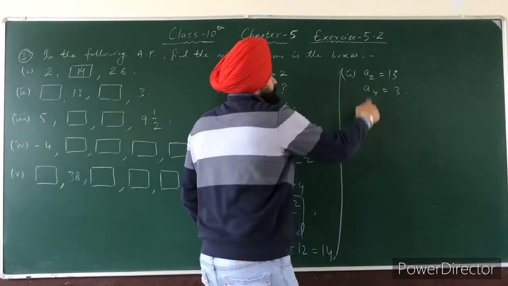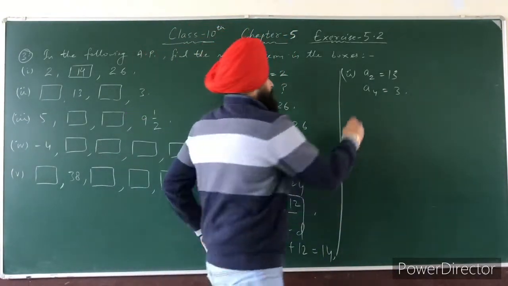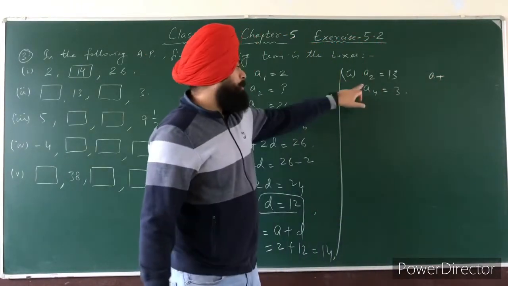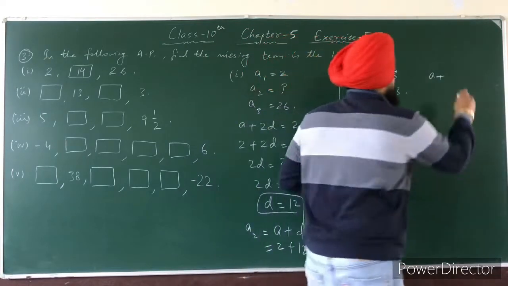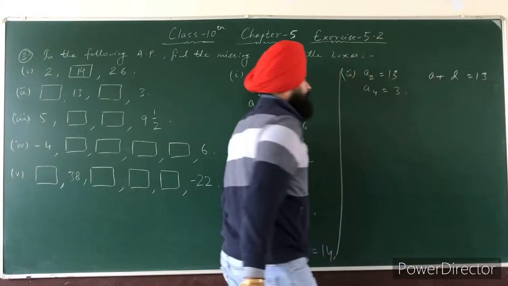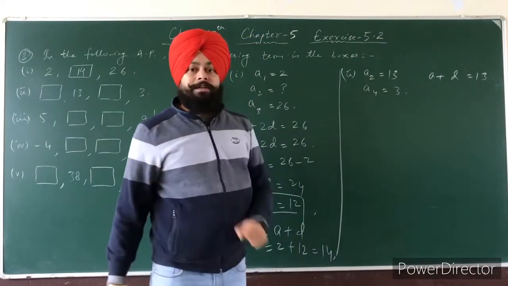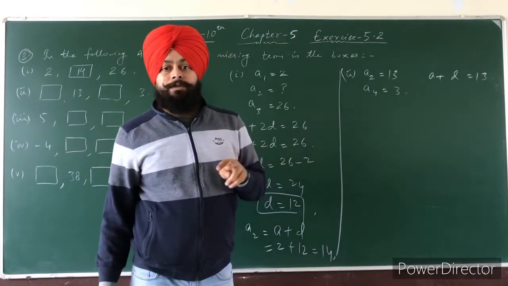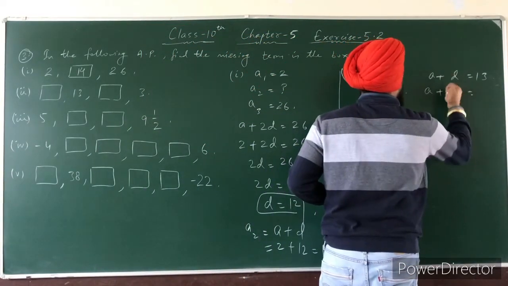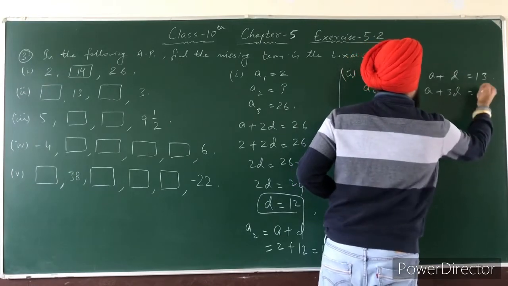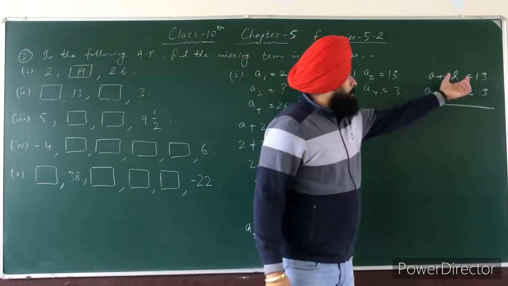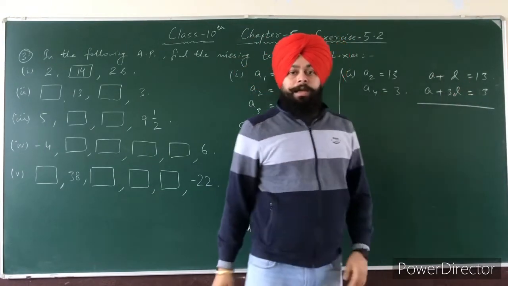So what is a2? a2 is written as a plus (n minus 1) into d. n is here 2, so 2 minus 1 is 1, and 1 into d is only d. Its value is 13. Similarly, the fourth term is written as a plus (4 minus 1) into d. So 4 minus 1 is 3, so we can write here a plus 3d. Its value is 3. So you can solve equation 1 and equation 2 by the elimination method.